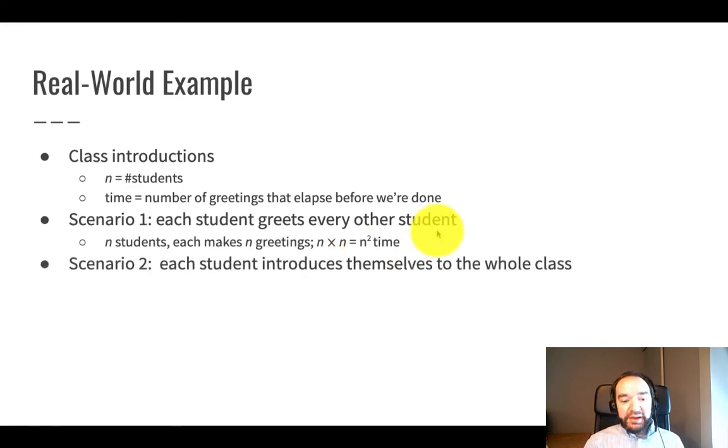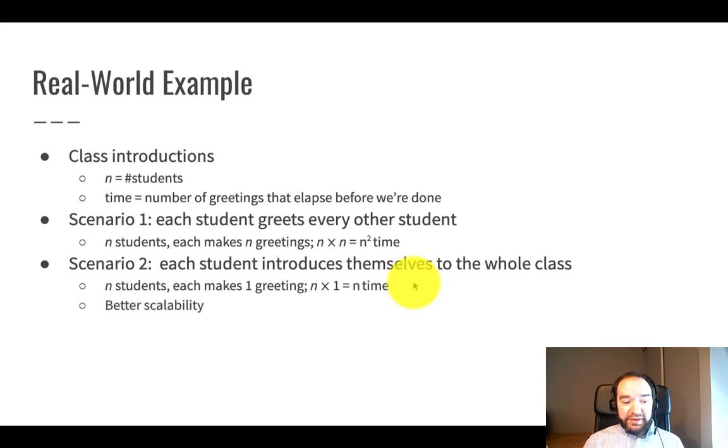Scenario 2 is each student introduces themselves to the entire class, and then they're done. So I introduce myself to everyone, then you introduce yourself to everyone, that proceeds. Here we have n students, each is making one greeting, so that's n times 1, which makes n number of greetings, n time. In general, that's a much smaller number than n squared. So we have better scalability.